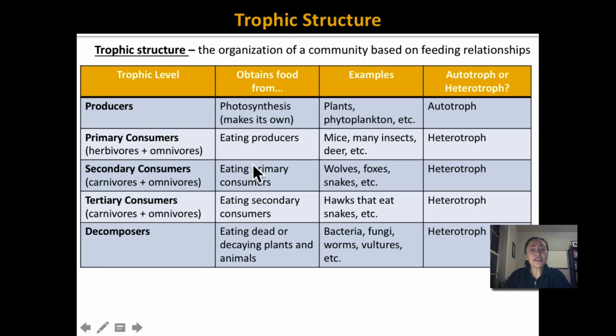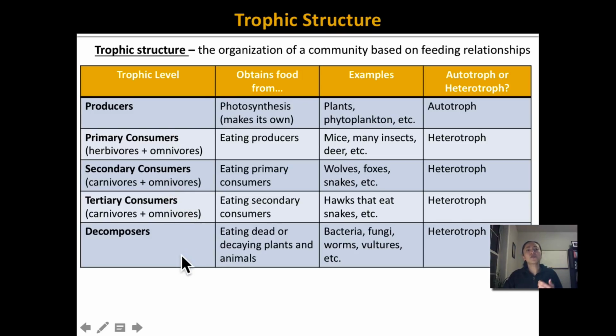Organisms that eat the primary consumers are called secondary consumers. So these would be carnivores and also omnivores. Examples of a secondary consumer could be, for example, a wolf or a fox, snakes, etc. Organisms that eat secondary consumers would be called tertiary consumers. Examples of these could be things like hawks that eat the snakes. So these are the main trophic levels found within an ecosystem.